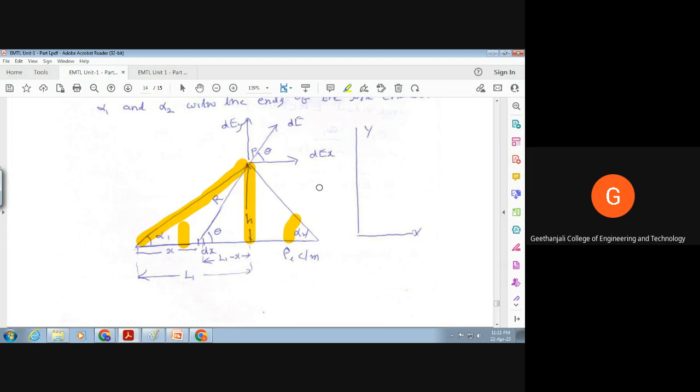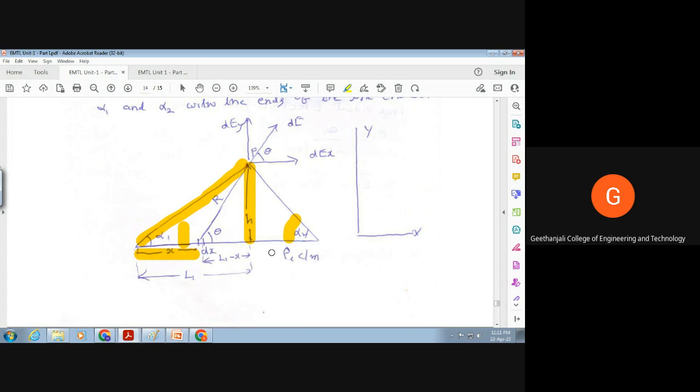Now, in order to obtain the total electric field intensity, let me consider a differential length dx. Because it is placed along the x-axis, I can represent the differential length as dx. In general, we represent this as dl. But in this case, because it is placed along the x-axis, I can represent it as dx. At a distance of x meters from one end of the line charge, consider a differential length dx. Let r be the distance from dx to point P, and this angle is theta.